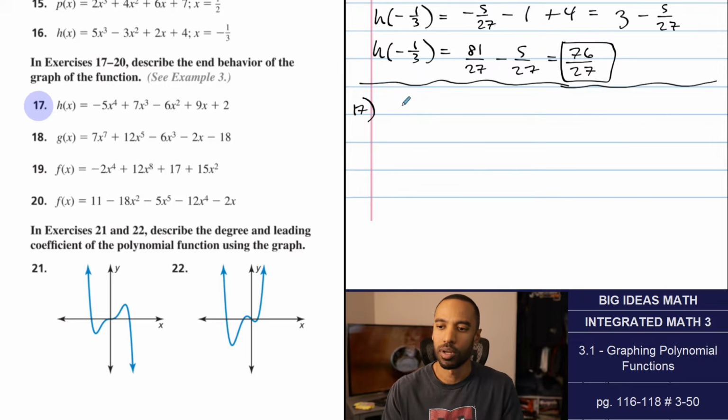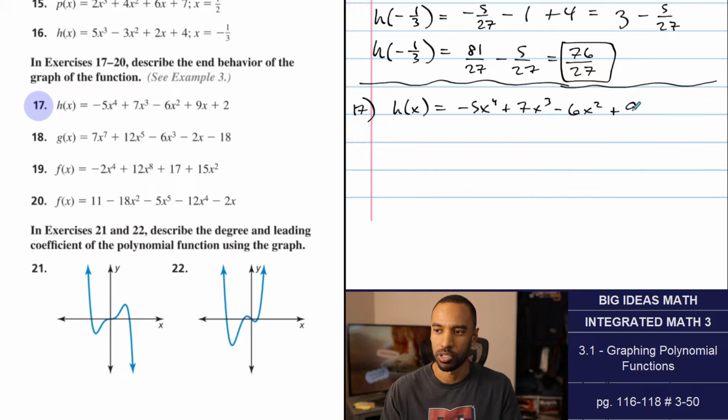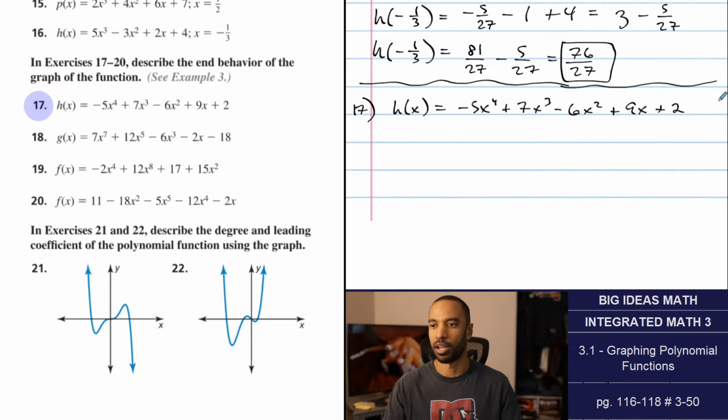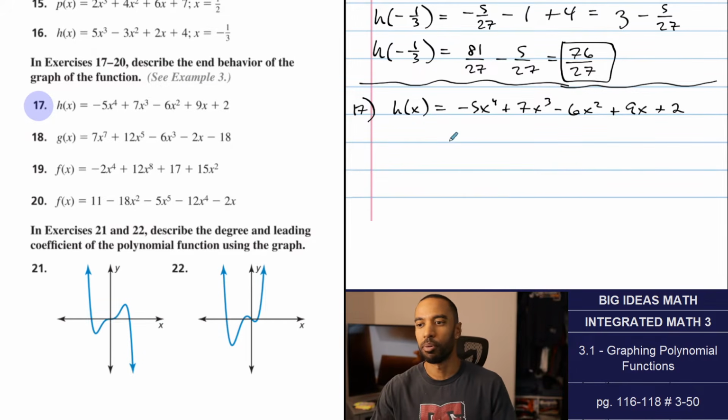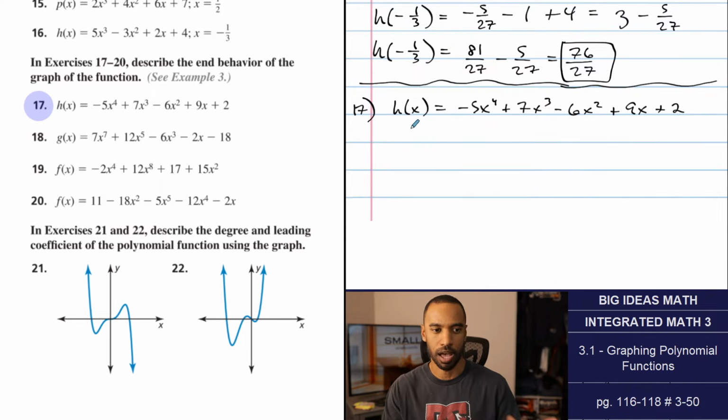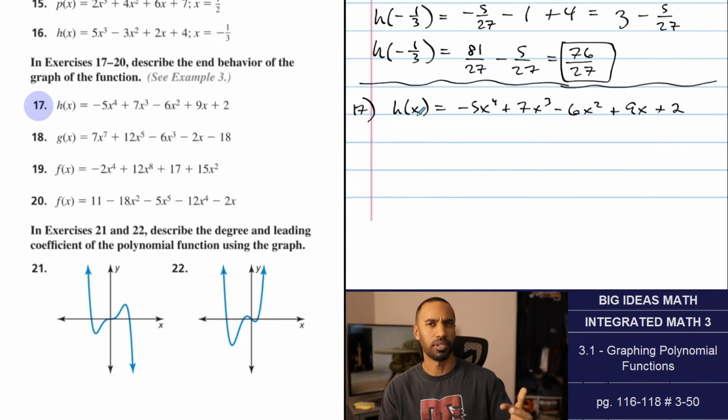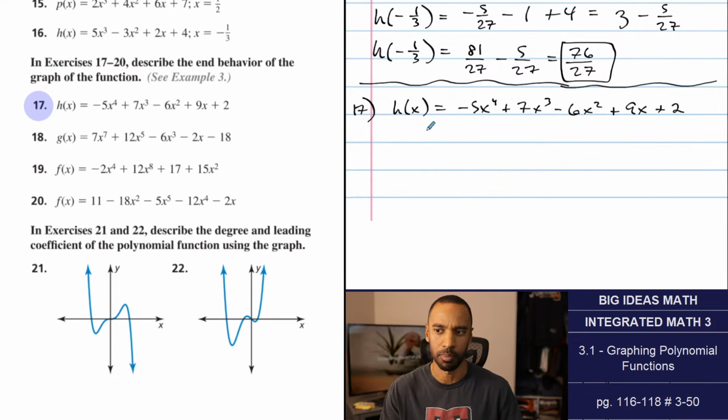That's all that matters. So on number 17, we have h of x equals negative 5x to the fourth plus 7x cubed minus 6x squared plus 9x plus 2. Now, the first thing you want to check is to make sure you're in standard form. We're in standard form. Now, I'm going to pull out some clues from this. As we get deeper into these sections, I probably won't write as much as I'm going to do right now.